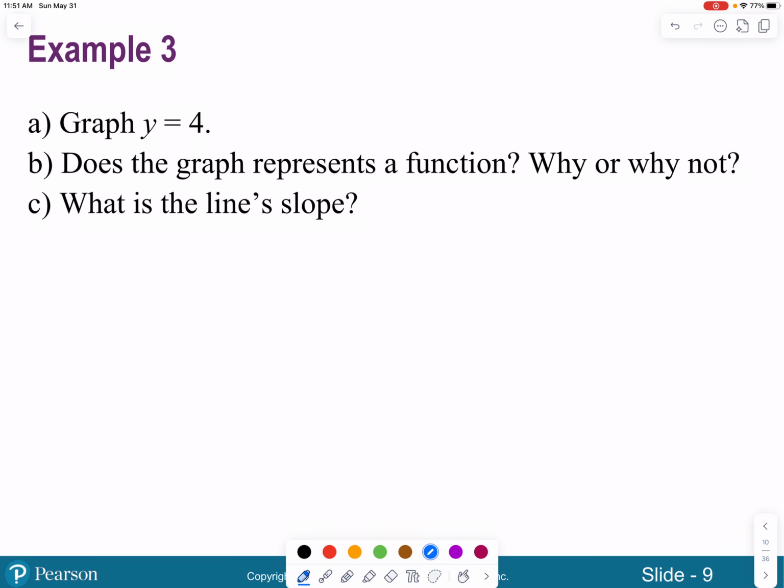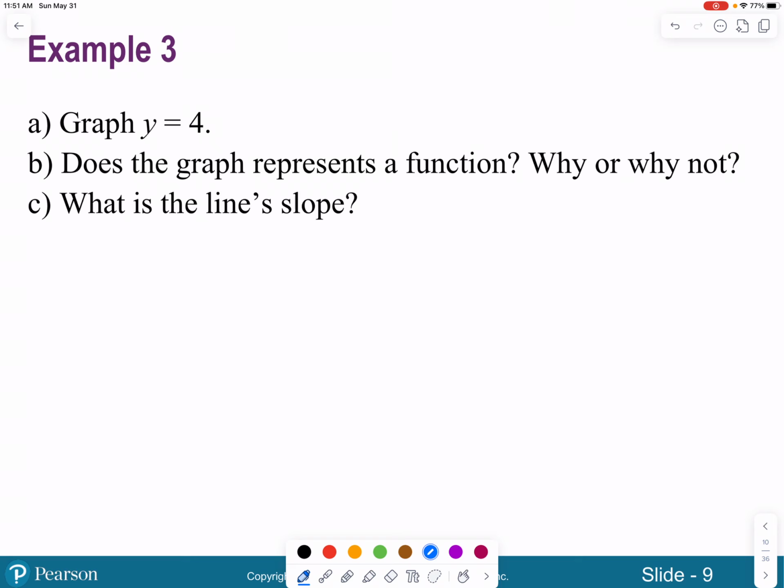So here we're asked to graph y equals 4. Does the graph represent a function? Why or why not? What is the line's slope? All right. So y equals 4 means what? No matter what x value you choose, the output for y is always 4. You can just choose a few values of x. No matter what x you choose, y is always going to be 4.